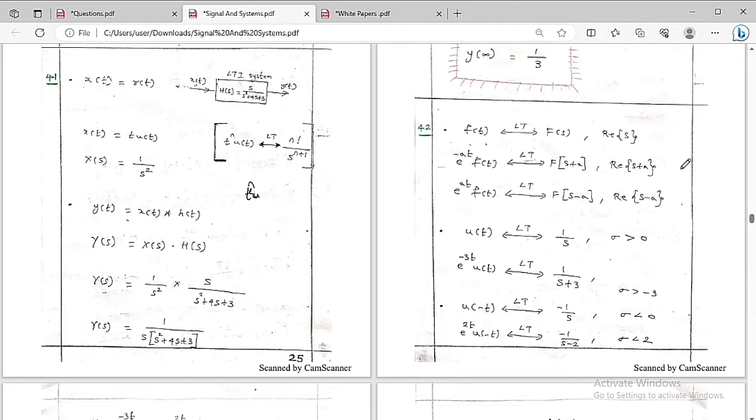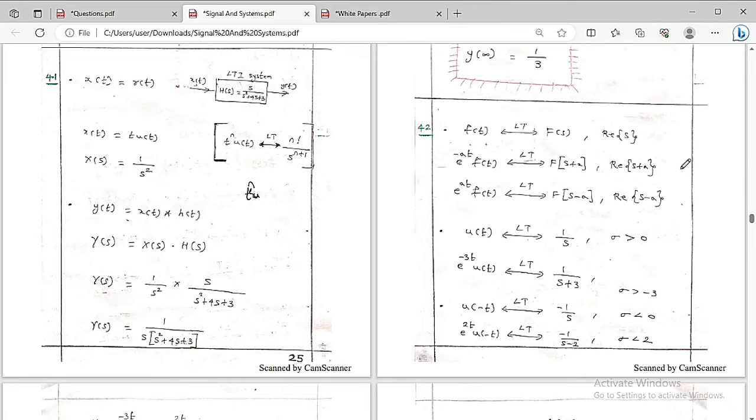So f of t has the Laplace transform F of s, with the ROC being the real part of s. And e to the power of minus a t times f of t has the Laplace transform F of s plus a. Wherever s is there, we replace it by s plus a, so the ROC will become the real part of s plus a. Similarly, e to the power of a t times f of t has the Laplace transform F of s minus a, meaning wherever s is there, we replace it by s minus a. So the ROC will become the real part of s minus a. Now with this concept, we are going to solve this question.